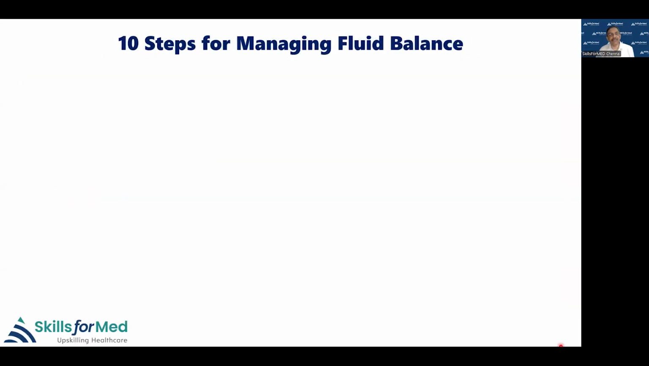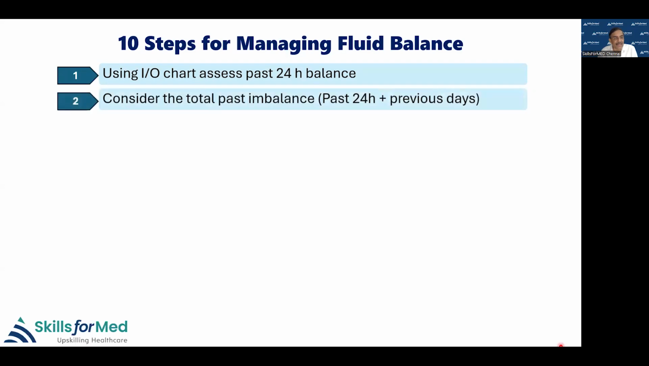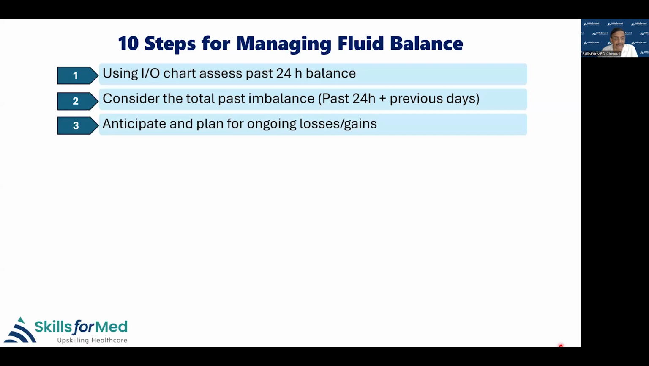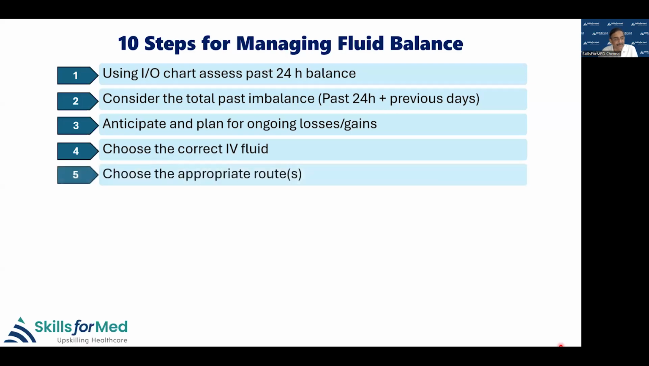So let me end with 10 steps for managing fluid balance. Use an IO chart to assess the patient's past 24-hour balance. Consider the total past imbalance, past 24 hours and the previous days. Anticipate and plan for the ongoing losses. Choose the correct IV fluids. Now we spoke about the 2 workhorses, normal saline and ringer lactate, and also the hypotonic and hypertonic solutions. Choose the best one for your patient. Choose the appropriate route. Is it oral or IV or enteral?